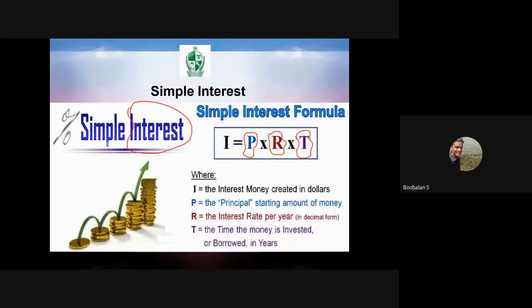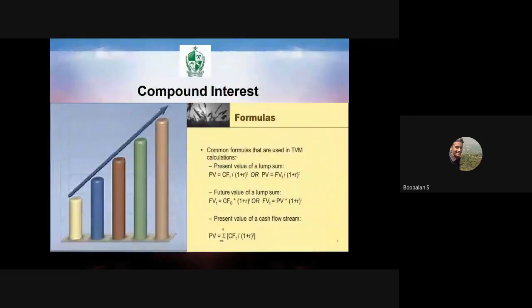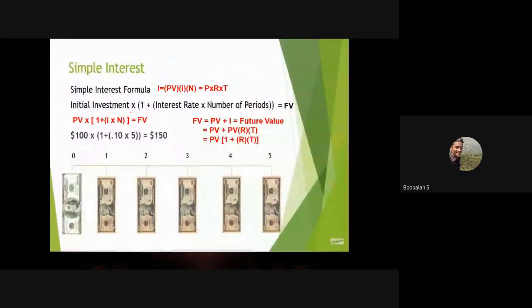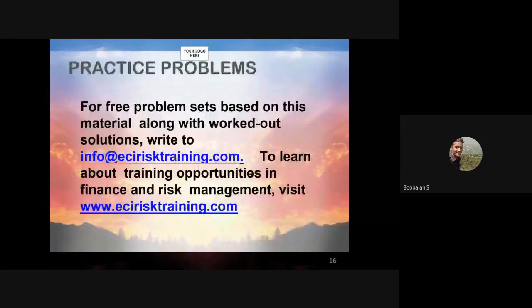Simple interest is a small thing, PRT, and compound interest we already showed, right? Common formulas will be there, and lump sum, we can calculate those things also. Anyway, I'm not going to jump into those things. People already know this. We'll go directly with TVM, that is called the time value of money problem.